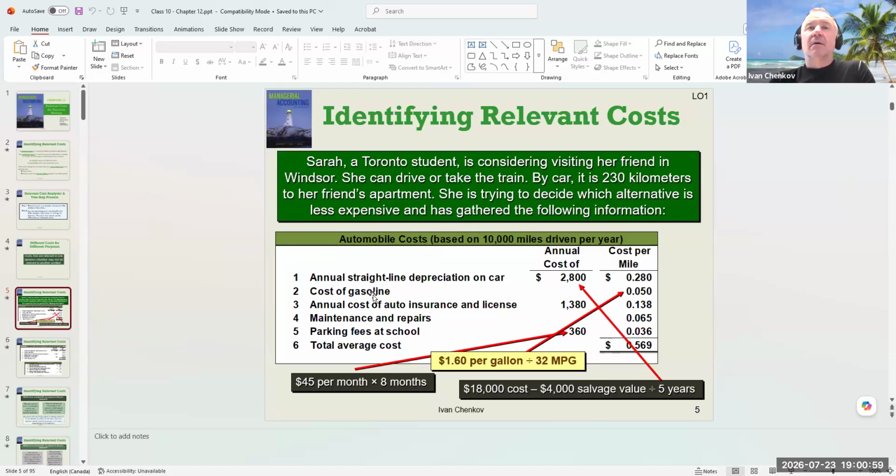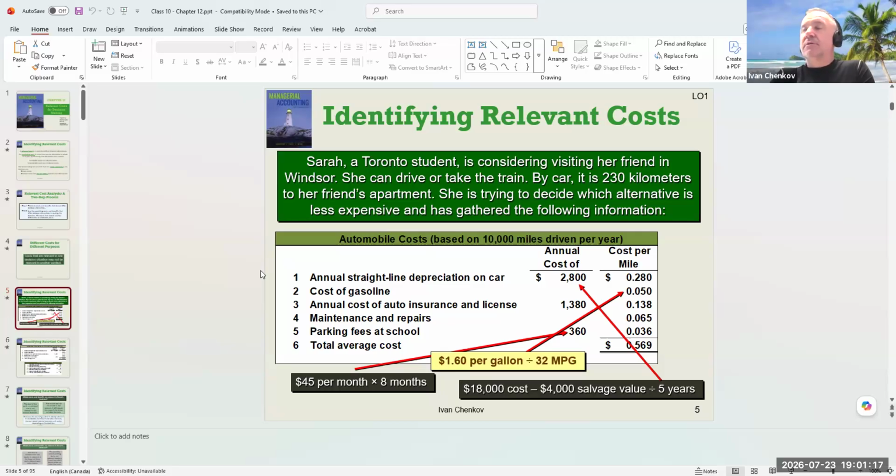Irrelevant. Cost of the gasoline. Is it a relevant cost? Let's think about it. If I take a train, do I have to pay it? No. If I take the car, do I have to pay the cost of the gasoline? Yes. So, relevant. Annual cost of the auto insurance and license.